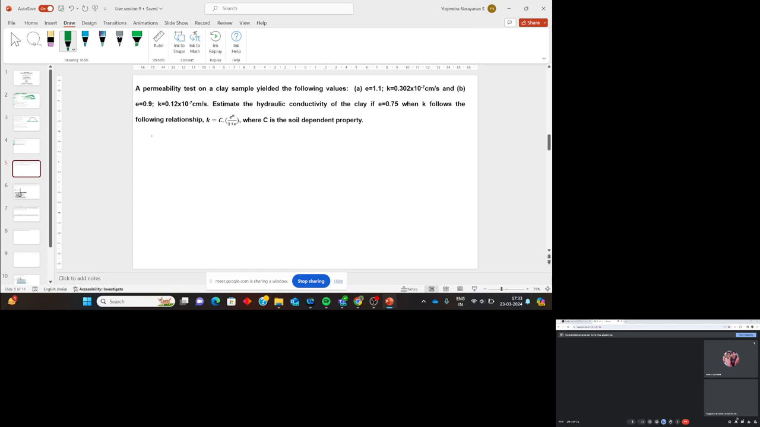So what will be the first equation? k is 0.302 into 10⁻⁷ is equal to C into 1.1^n by 2.1.